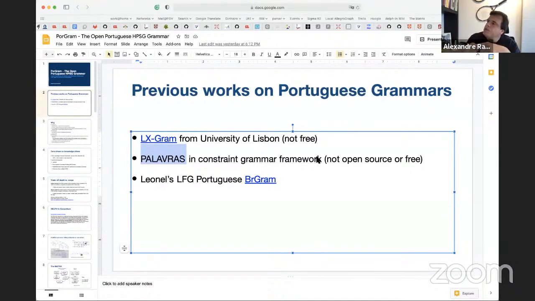But she had collaborated a lot with Eric, the author of Palavras, and we see the influence of this resource in, for example, corpora that are annotated with Palavras. They have the traces of how the tokenization was done and how the part-of-speech and syntactic decisions were made, all influenced by Palavras. And we also have the work from Leonel, who used to work with the LFG framework, and he has worked for many years on BR-Gram. BR-Gram is also available on our GitHub.